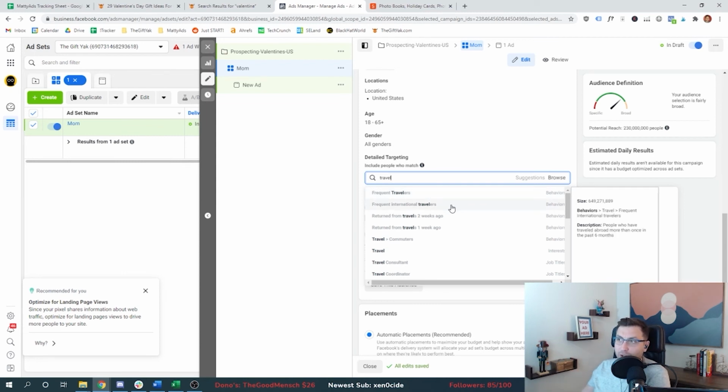Same with international travelers. This is probably a better audience to target. It's going to be a smaller audience, but I would assume more often people want travel photo books for big family vacations, big international trips, rather than small weekend trips. So I think the top 2 here are really strong.